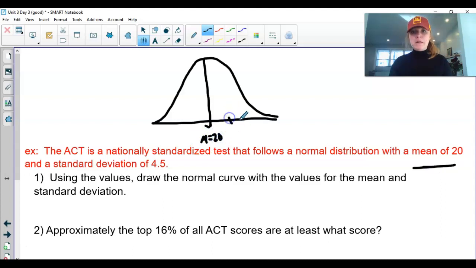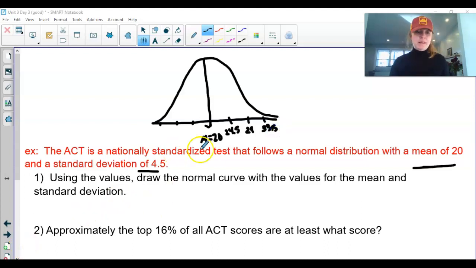Then we measure 3 standard deviations above the mean and 3 standard deviations below the mean. Our standard deviation is 4.5, so we're going to add 4.5 every time we go above the mean. 20 plus 4.5 gives us 24.5. 24.5 plus 4.5 gives us 29. And 29 plus 4.5 gives us 33.5.